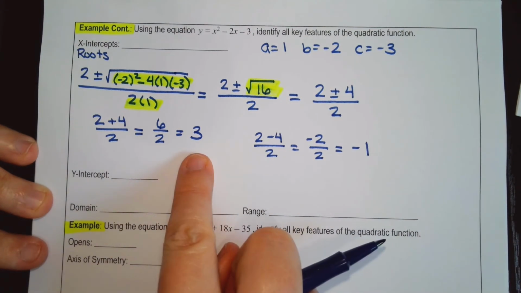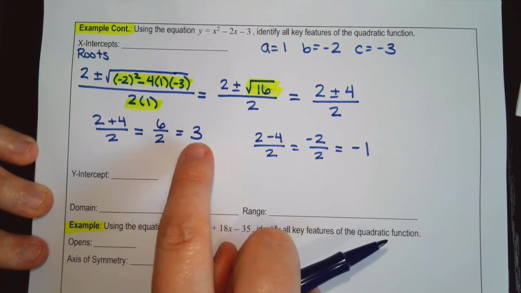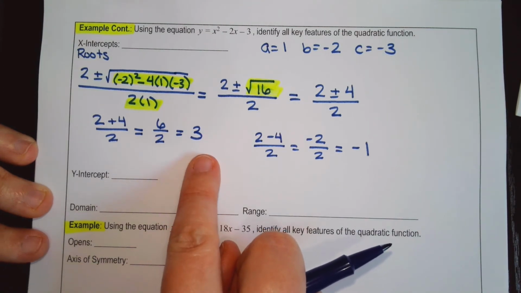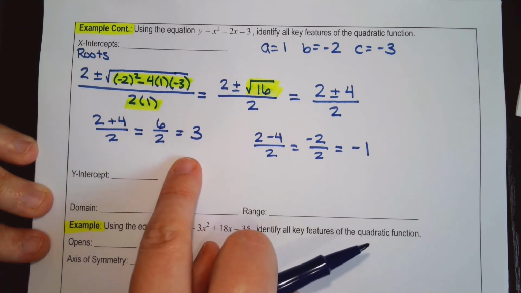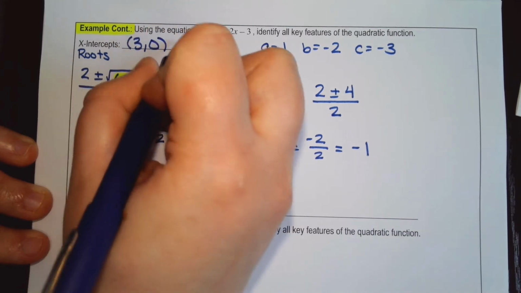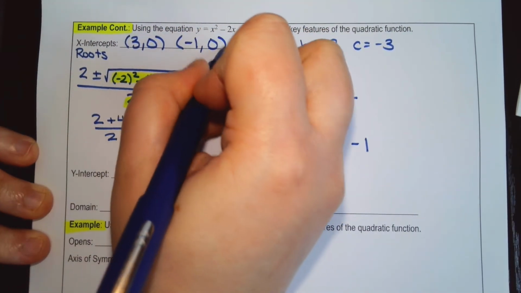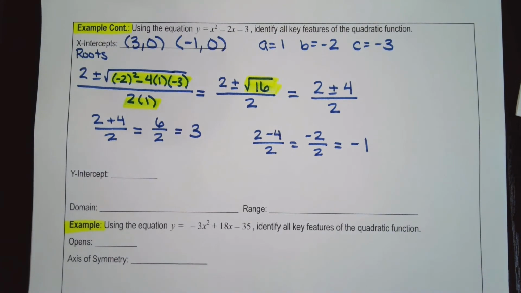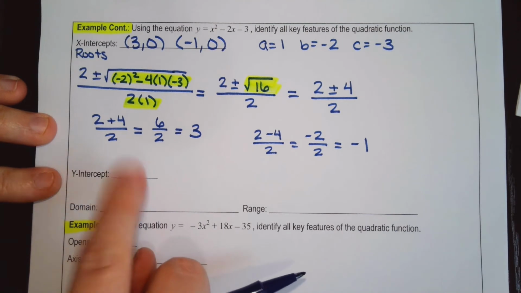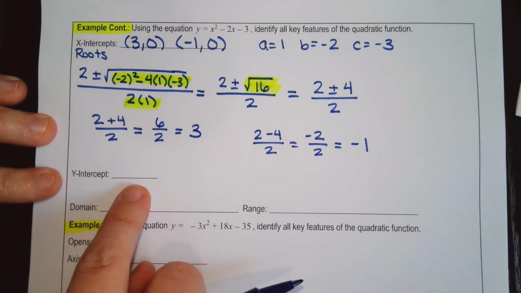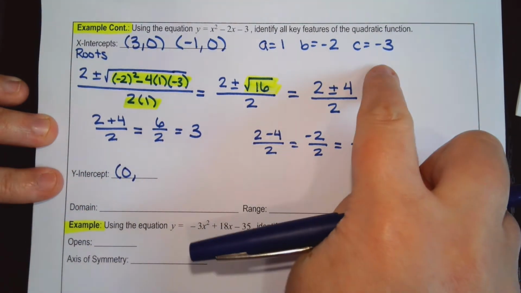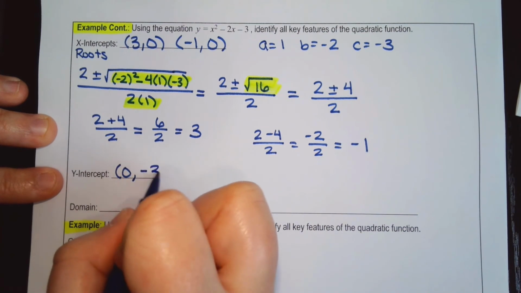Now, these are not fully completed answers for the x-intercepts or the roots. Instead, you need to write them as coordinate points. So we're going to have 2 coordinate points, which are going to be 3, 0, and negative 1, 0. So you need to make sure you write them as coordinate points. Next, the y-intercept. Super nice. It's going to be our c value written as a coordinate point. We start at 0. Our c value is negative 3.